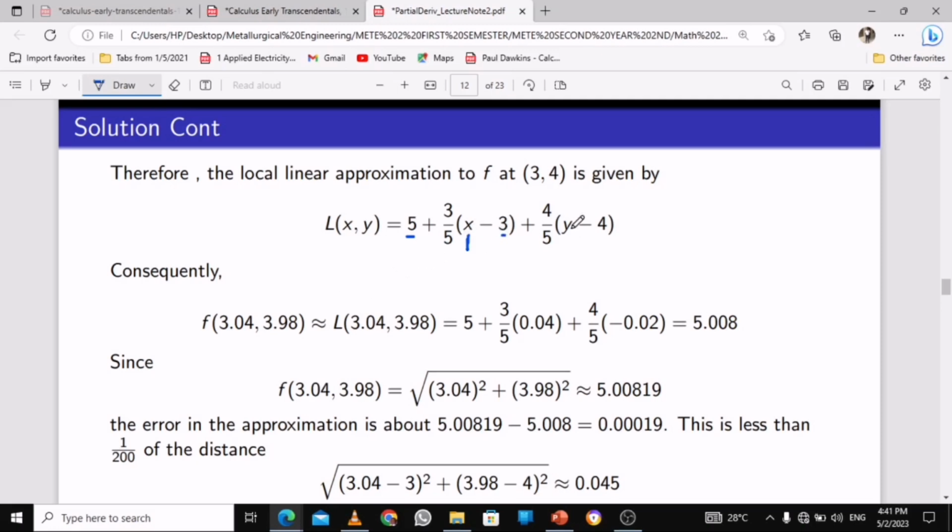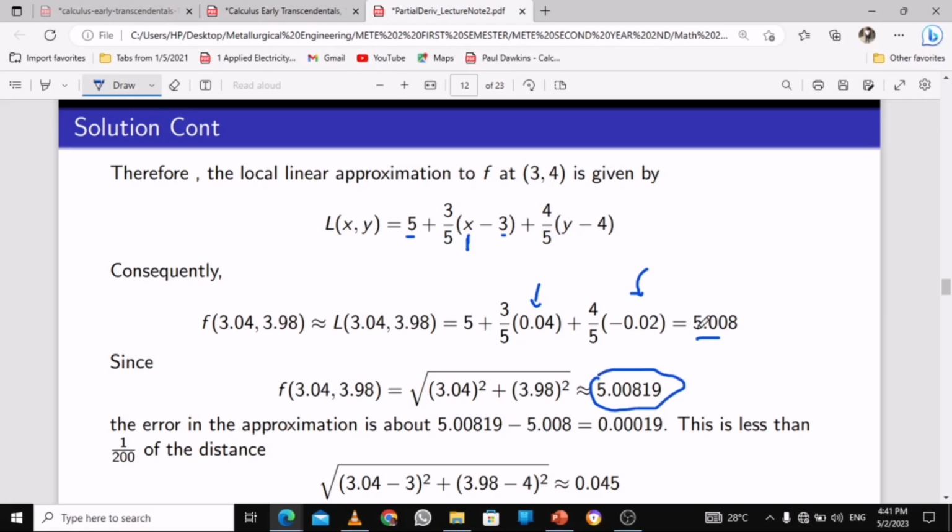So we are going to insert it inside, and when you take the differences, you're going to get 0.04, and here you're going to get negative 0.02. So when you do that correctly, the local linear approximation will give you 5.008. But when you take the values we approximated and place them directly into the function given to us, we're going to get 5.00819. So then we want to find the error.